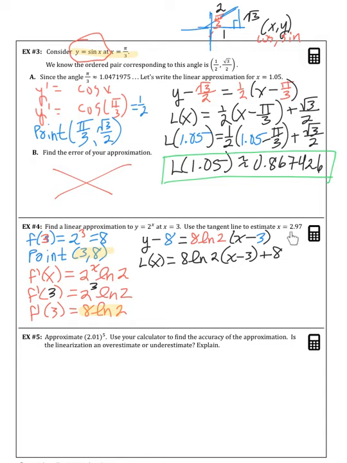And then we are going to substitute in 2.97 into this function and see what we get. So I've got L of 2.97 equals 8 natural log of 2, and then that's all times, I'm going to use brackets just because, 2.97 minus 3 and then plus the 8.